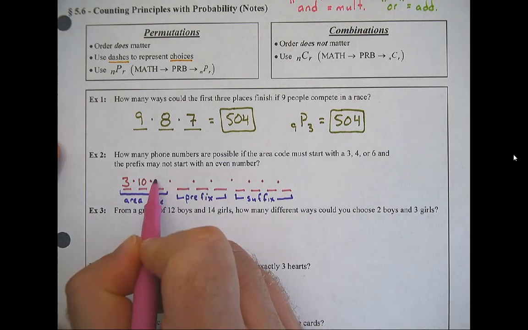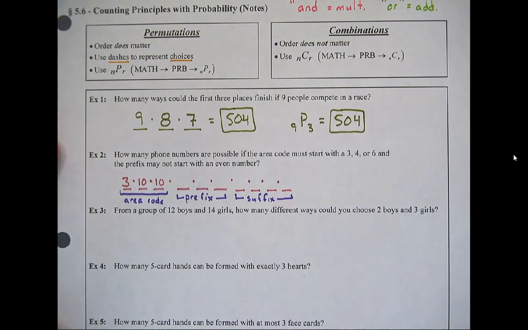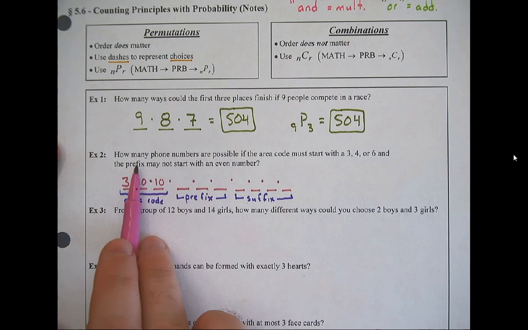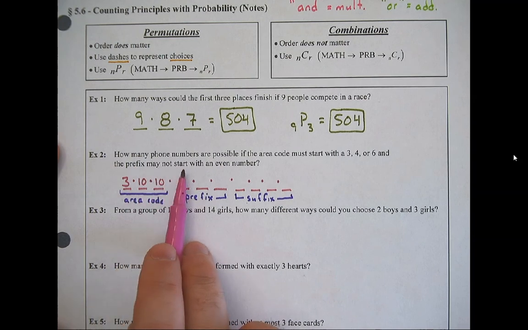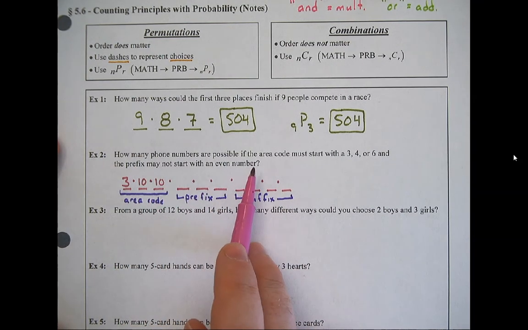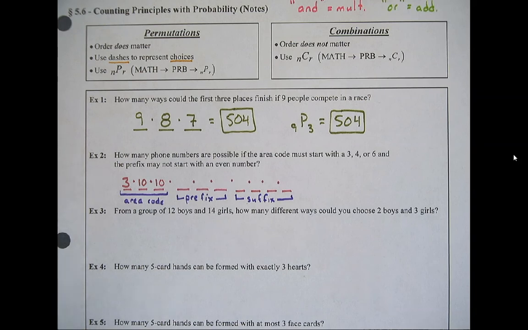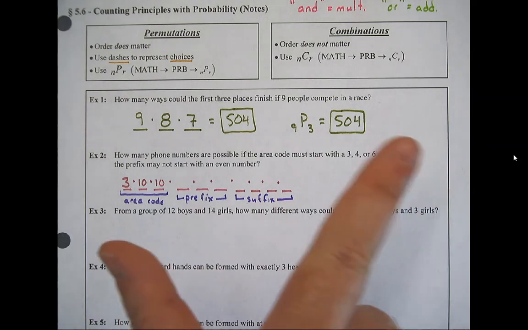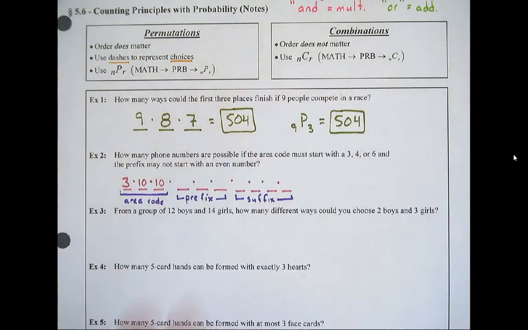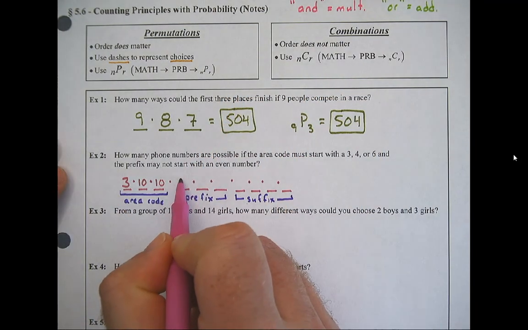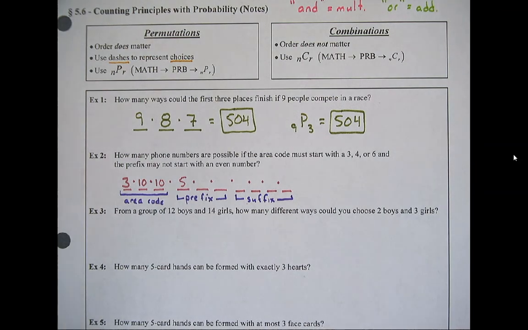How about for the next one? I could have 10 for that one as well. Now, the prefix, that's where we are here. They talked about that it may not start with an even number. So you have to eliminate the evens. So that would leave behind 1, 3, 5, 7, and 9. So there are 5 available numbers for my options for the first number of the prefix.